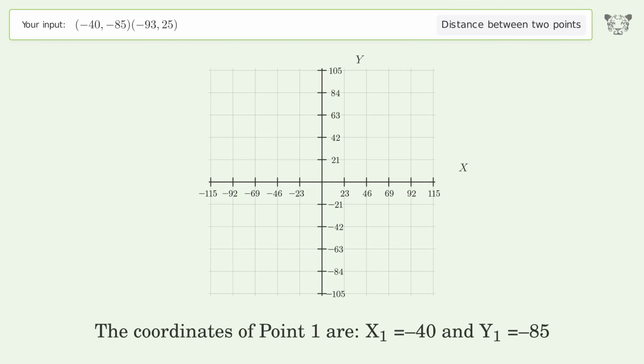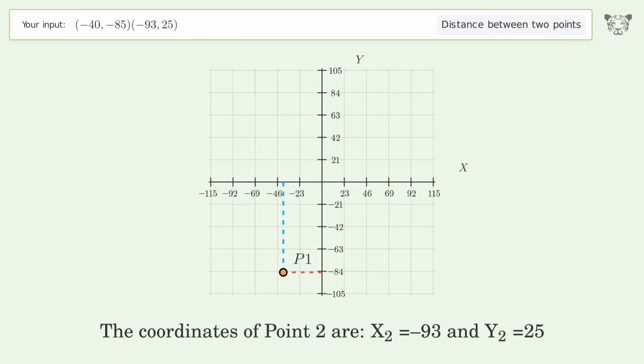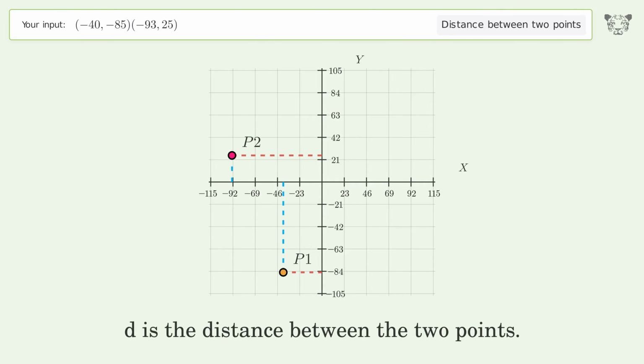The coordinates of point 1 are x1 equals -40 and y1 equals -85. The coordinates of point 2 are x2 equals -93 and y2 equals 25. D is the distance between the 2 points.